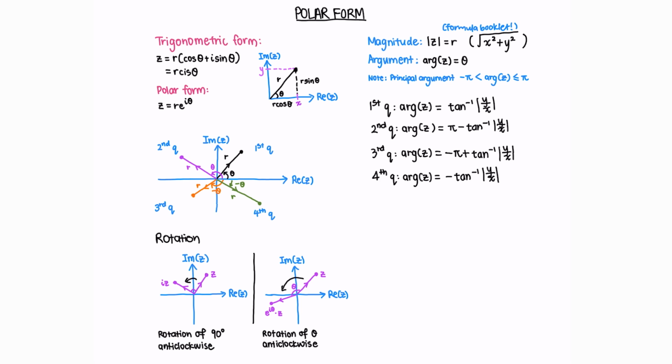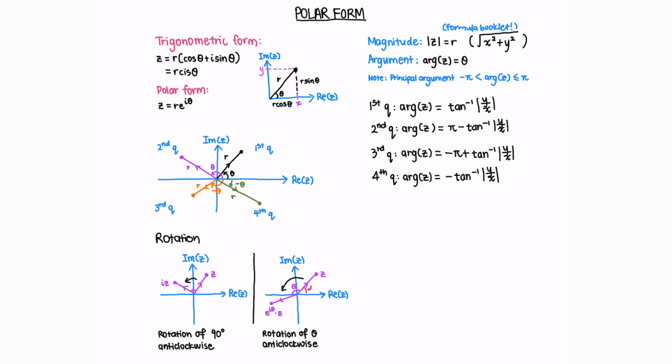And more generally, if we have any e to the power of i theta, let's just say the magnitude of this is 1, it's just e to the power of i theta. If you have e to the power of i theta times z, this will actually give a rotation of theta anti-clockwise.